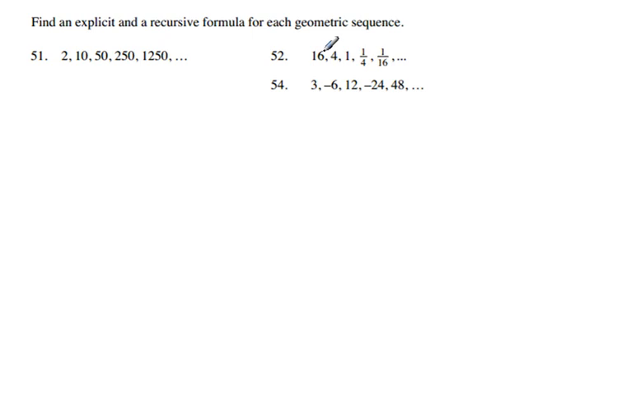Let's go green. All right, explicit. And if you want to try this on your own, go ahead and do it, and then pause it and see what I have to say.